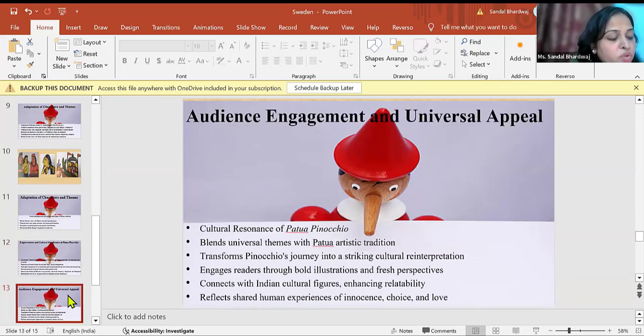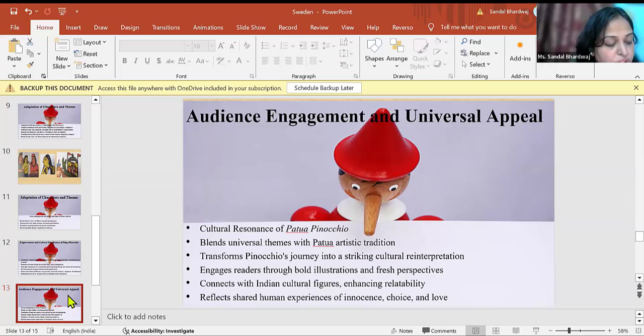Patua Pinocchio resonates with audiences of all ages by blending the universal themes of the original story with the visual charm of the Patua tradition. This adaptation bridges cultural divides, captivating a diverse audience through a vibrant retelling of a beloved classic. By merging Pinocchio's journey to become a real boy with the rich Patua scroll painting style of West Bengal, the book transforms the tale into a striking work of art.